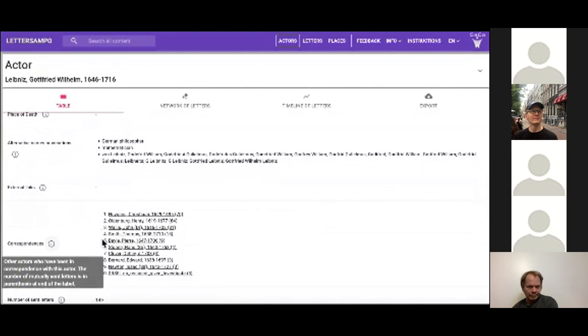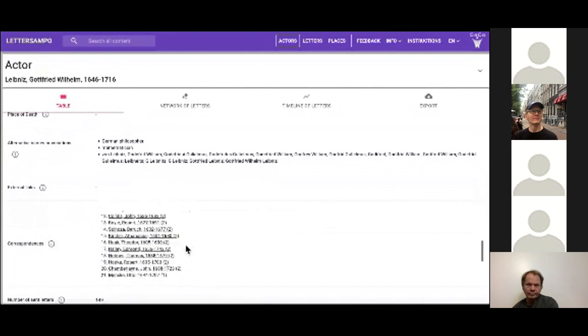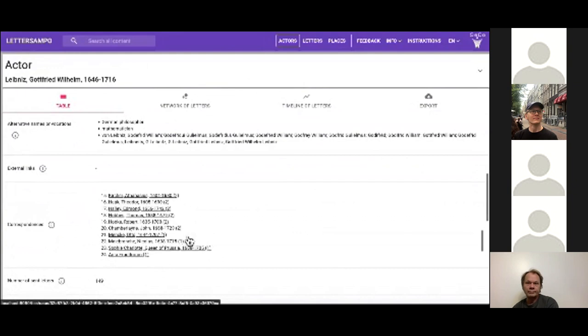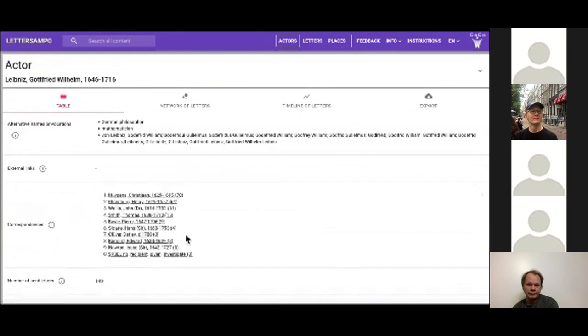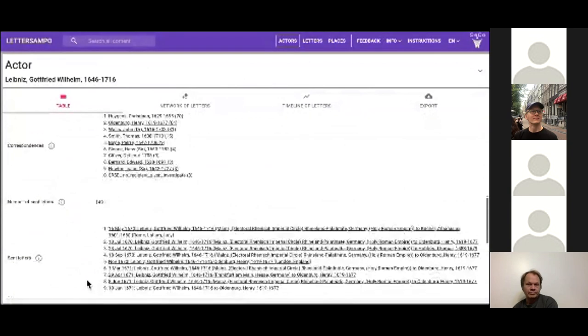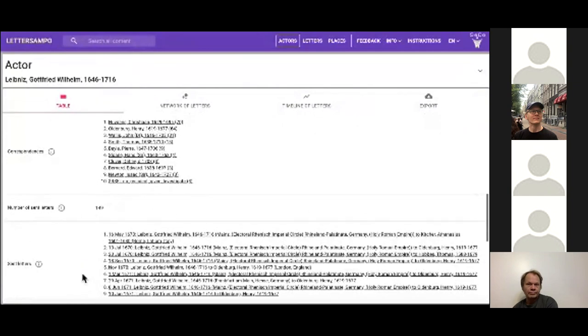It should be emphasized that any visualization or data analysis in a system like Letter Sampo is an analysis of the underlying dataset, not of the real world. Any conclusions drawn from the analysis need source criticism and understanding the limitations of the data. For example, in this example there are 149 letters of Leibniz and the data misses lots of letters. Leibniz was a very active writer with some 15,000 letters and 1,100 correspondents, so in this case only 1% of those are available in the demonstrational dataset.